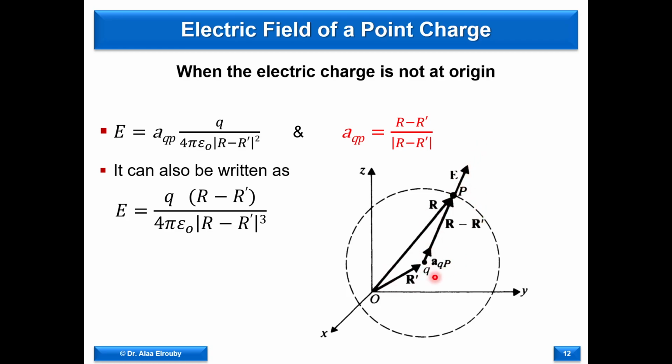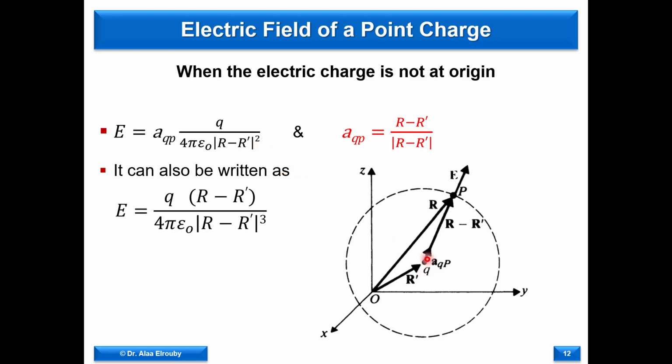Its value equals Q divided by 4 pi epsilon naught, the distance squared, the distance between the point charge and the observation point. So the electric field at any point, because of a point charge at an arbitrary location, is in the direction from the point charge to the observation point. The value equals the point charge divided by 4 pi epsilon naught, the distance squared. Okay, so how can we find this distance squared in an arbitrary way?